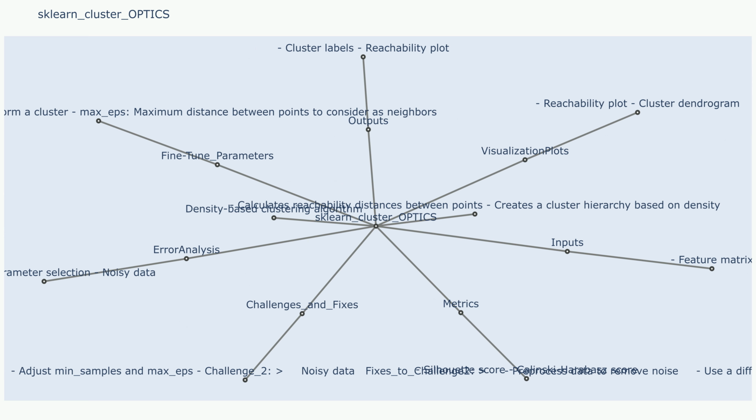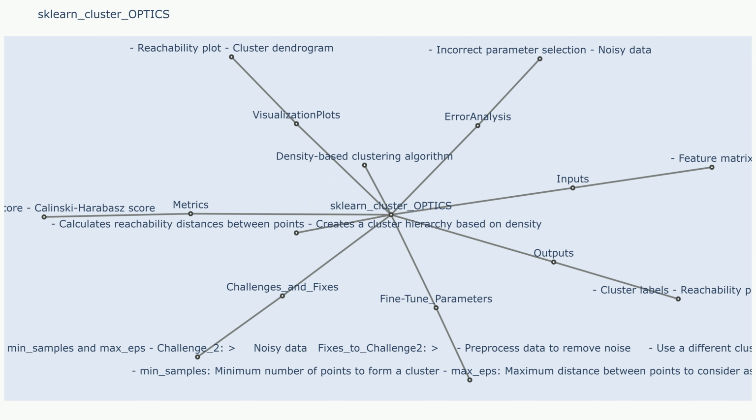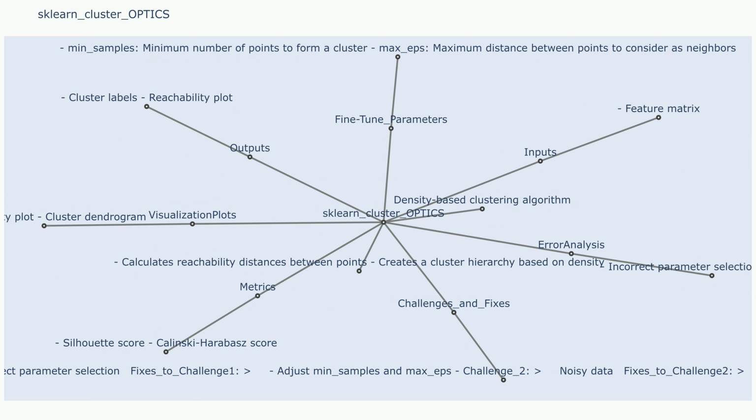Inputs: X, a 2D array of data points, where each row represents a data point. min_samples: the minimum number of samples required in a neighborhood to be considered a core point. This parameter is used to determine the density of the clusters. Outputs: cluster labels, a 1D array of cluster labels for each data point.